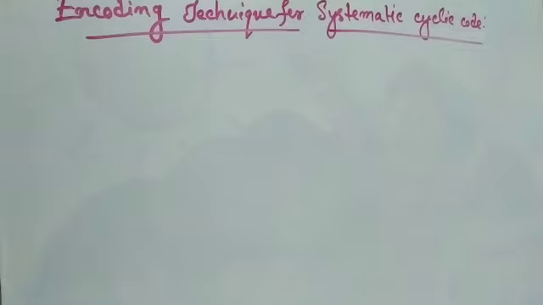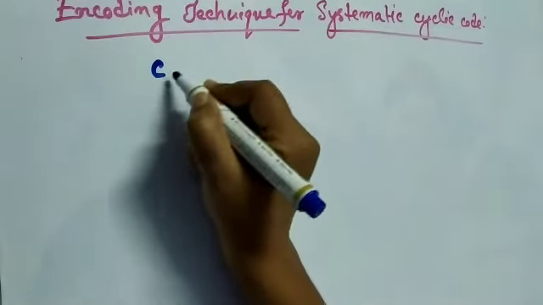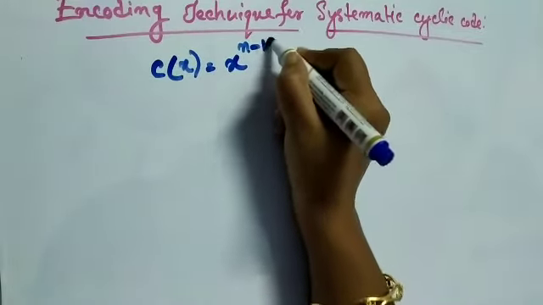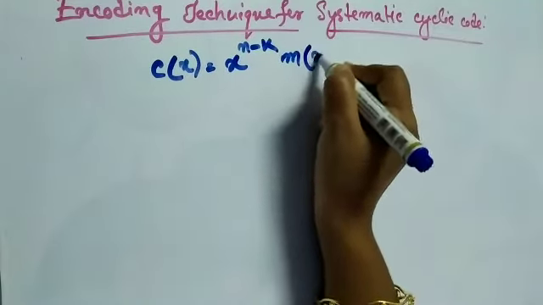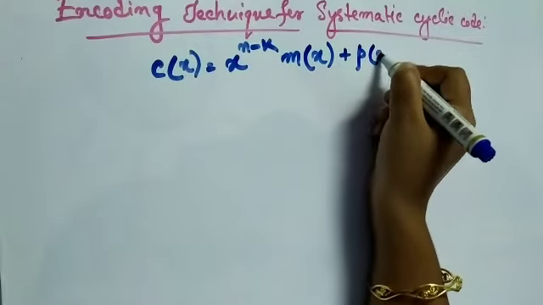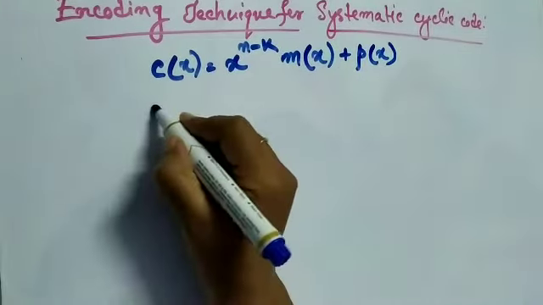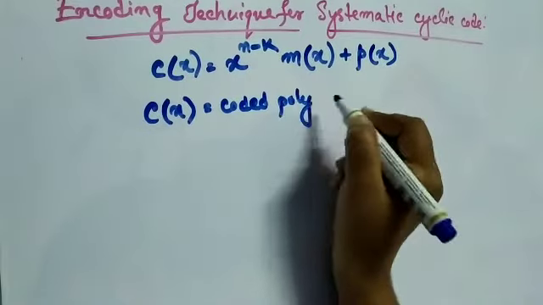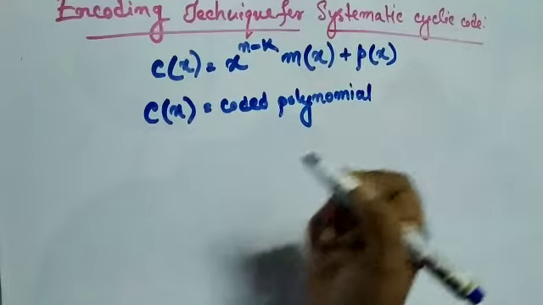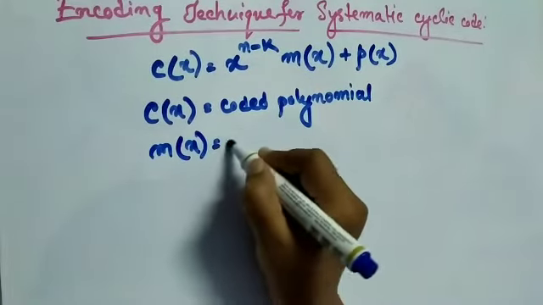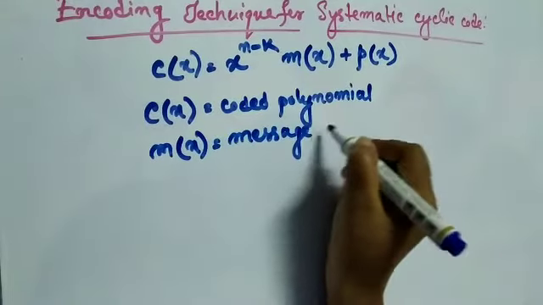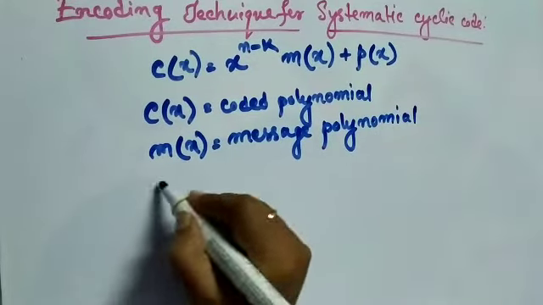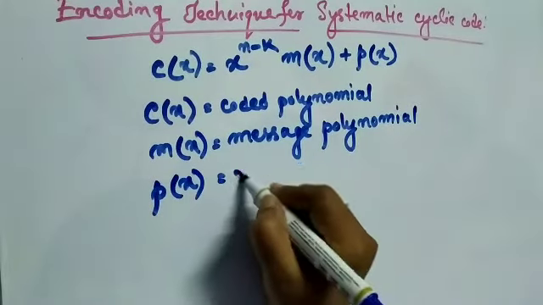Firstly, for that we have to consider the following formula, which is Cx equal to x to the power n minus k mx plus px, where Cx is the coded polynomial, mx is the message polynomial, px is the remainder polynomial.